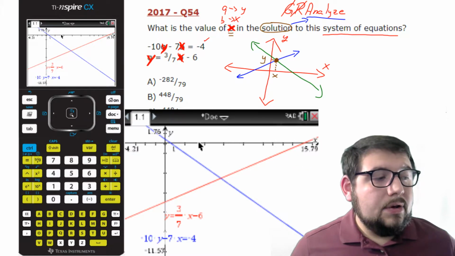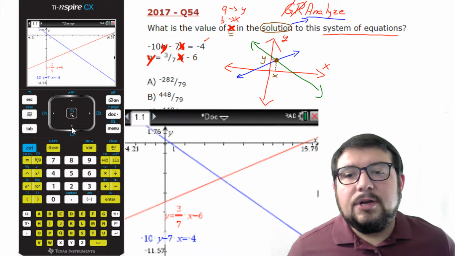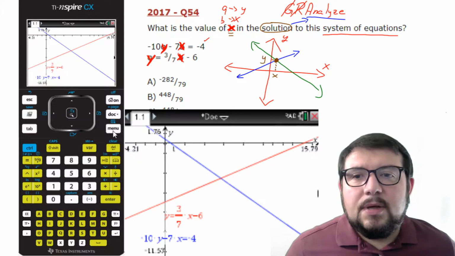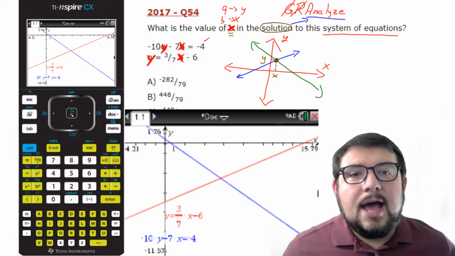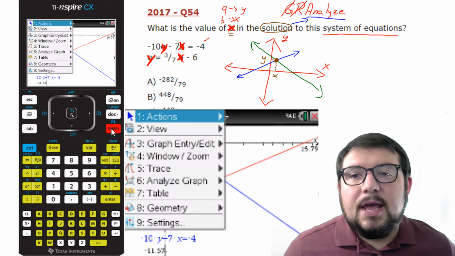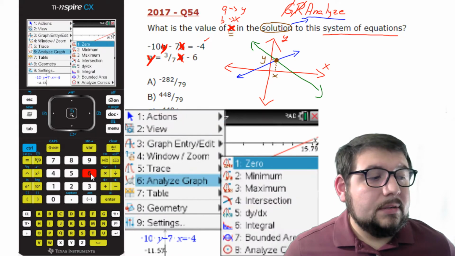Now, I could look at these tick marks myself by hand, but I don't really feel like doing that because these fraction answers are probably going to give me weird decimals. So let's do it with the calculator. That's when we're going to do the analyze portion. So we're going to press menu, and we're going to go to analyze, which is number 6.